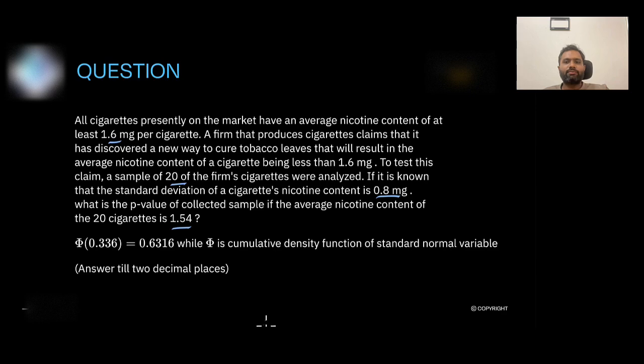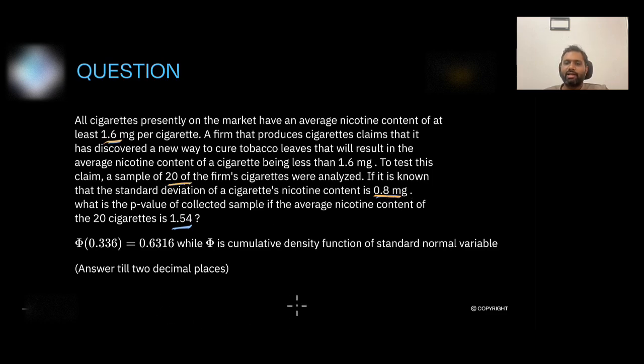Consider this question. There are cigarettes, some mean is given, standard deviation is also given. A firm is coming and claiming that it has a lesser amount of nicotine in the cigarette, and we are given some sample with some mean. So this is my sample mean 1.54. This is my mean under the null hypothesis 1.6. This is my standard deviation that is known. 20 is the number of samples.